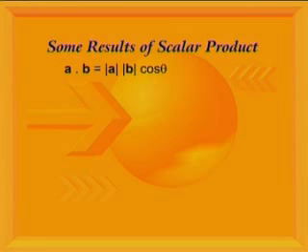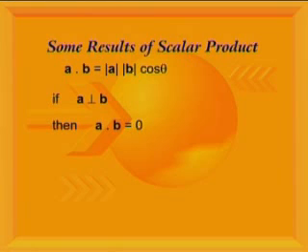If a is perpendicular to b, then a dot b is equal to 0, because at that time our angle theta is pi by 2, 90 degrees, and cosine then will be 0. So we have a beautiful result that if we want to test whether two vectors are perpendicular to each other or not, we see whether their dot product, scalar product is 0 or not.